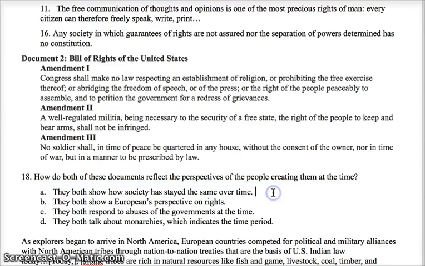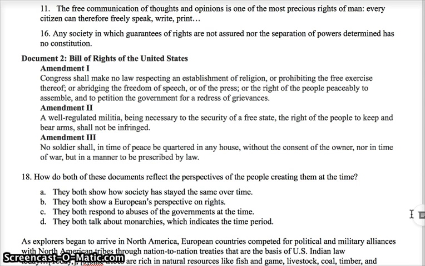So now I'm looking at my 4 answer choices. What do I know about these 2 documents? The first one, I have background knowledge that that's from the French Revolution, and the second one, I have background knowledge that it's from the American Revolution, or after the American Revolution, the establishment of the Constitution.